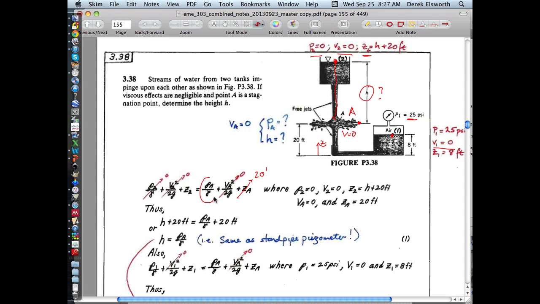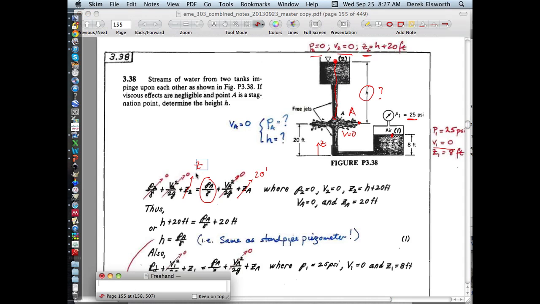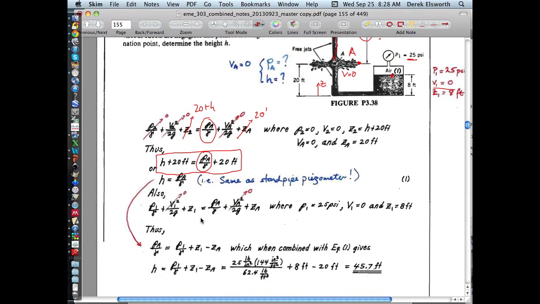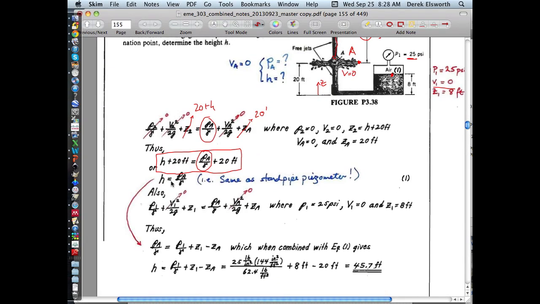We don't know this. Stagnation because the jet is hitting something. Big tank, so velocity is 0, atmospheric pressure, and a slightly unknown elevation because this is equal to 20 feet plus h. So this is the expression that comes out of it. We don't know what the pressure is that's developed at A because we're destroying the fluid as they hit each other. And so we have a relationship at this point.